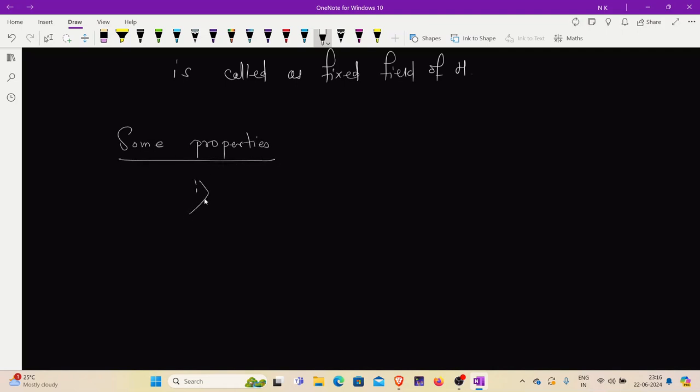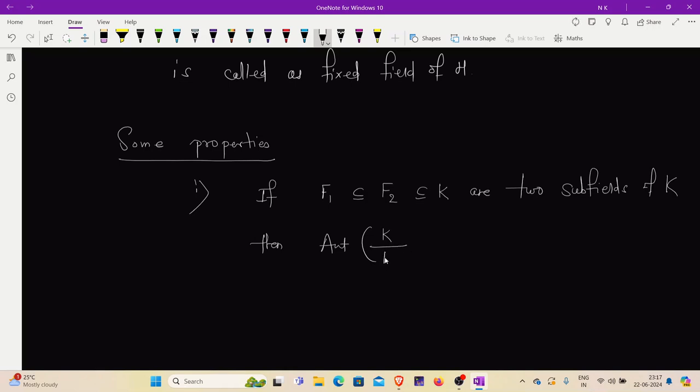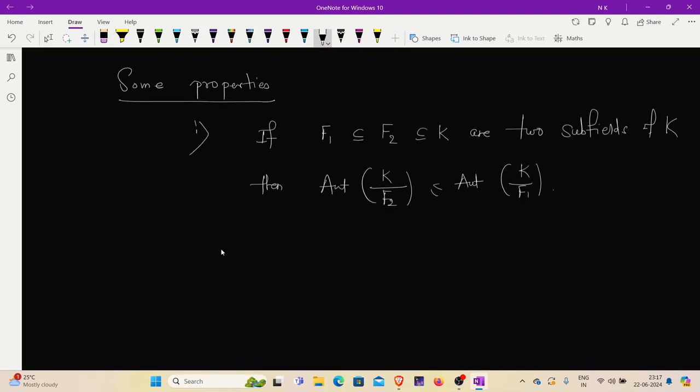The first one: if F1 is contained in F2 and F2 is contained in K, are two subfields of K, then the group of automorphisms of K over F2 is a subgroup of the group of automorphisms of K over F1. It is a very interesting and very easy fact to establish. So we will quickly go for a proof.